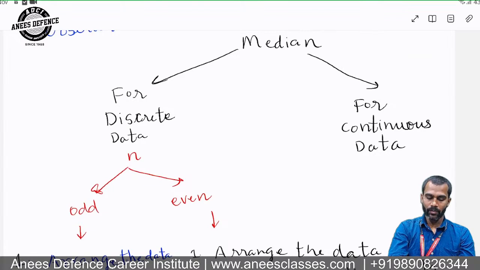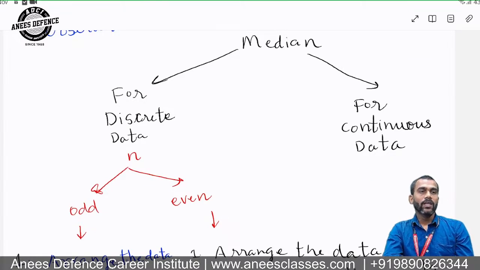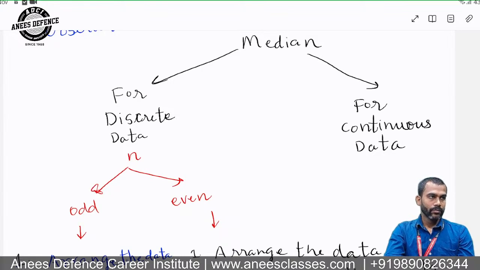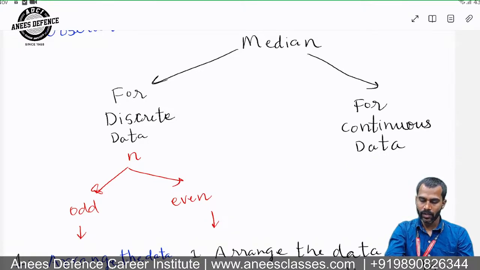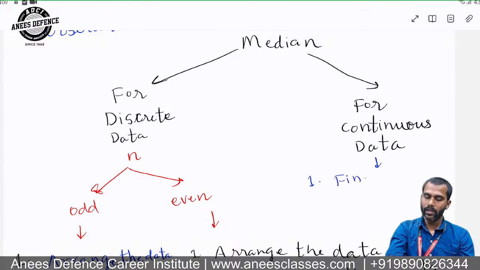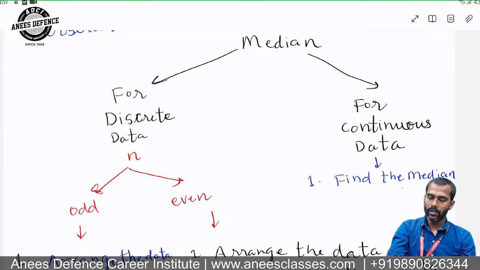And for continuous data, tell me, classes will be given. Yes or no? So first of all, what do we have to do? We have to find the median class. So the first step is to find the median class. We'll take some examples and we'll tell you what the median class is. And then apply the formula.